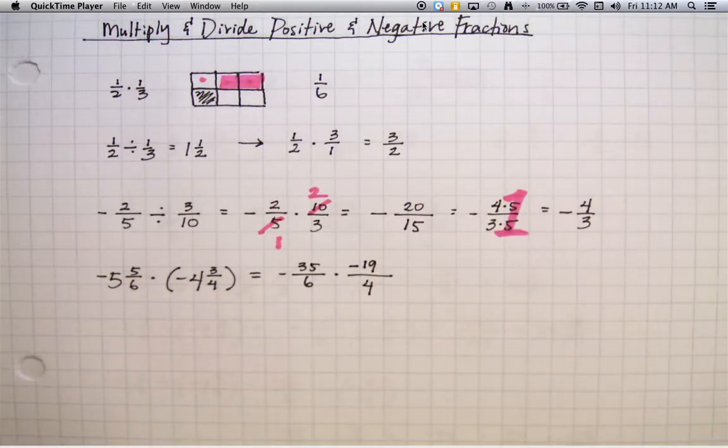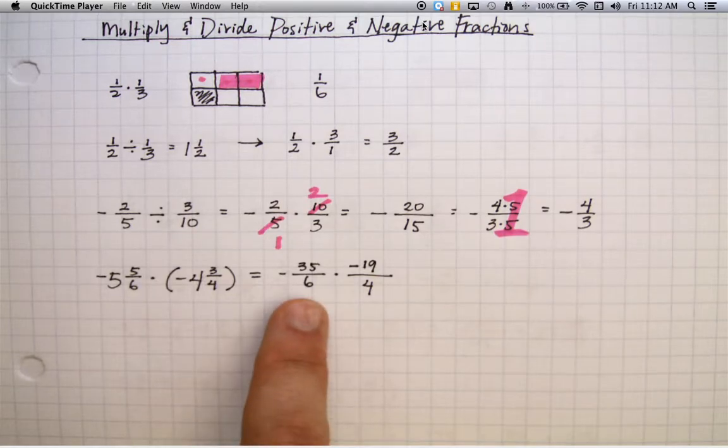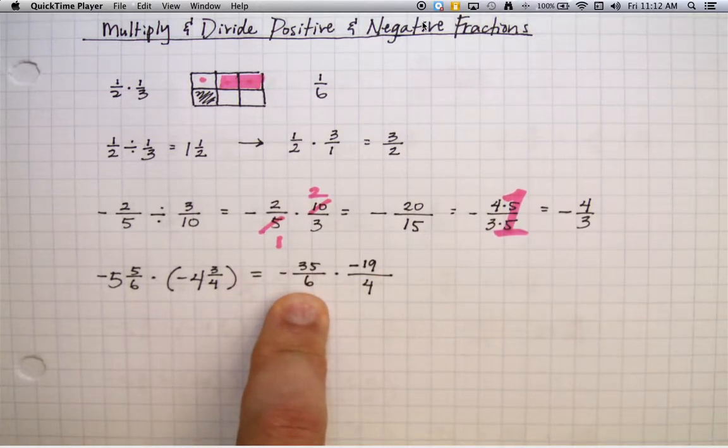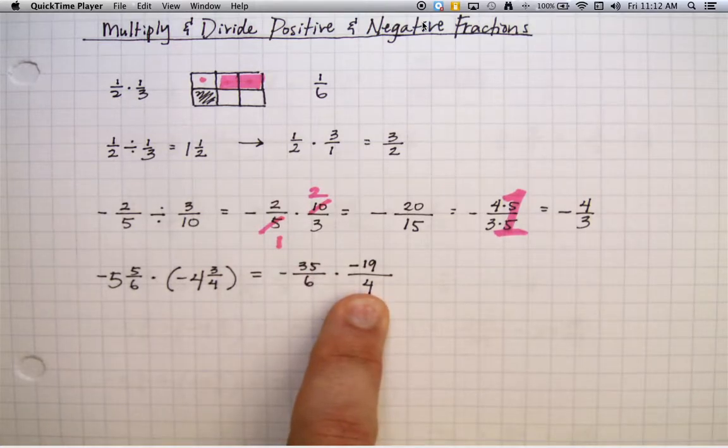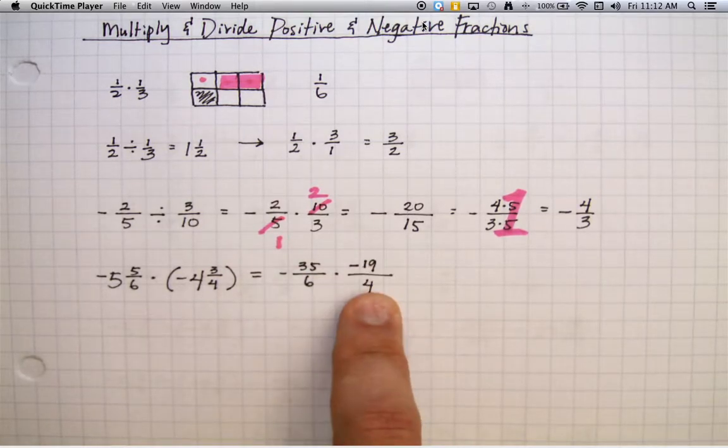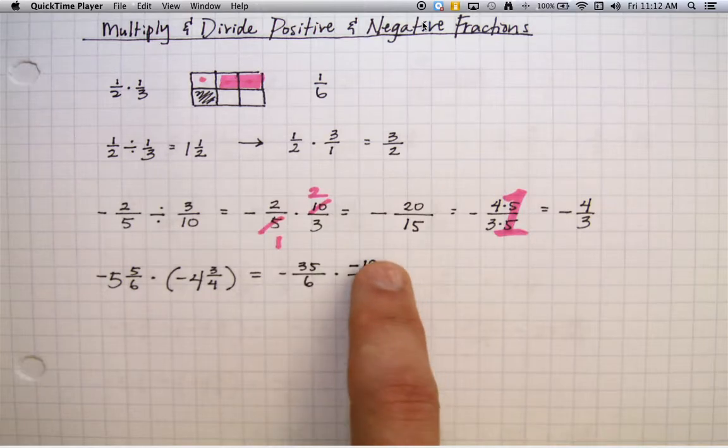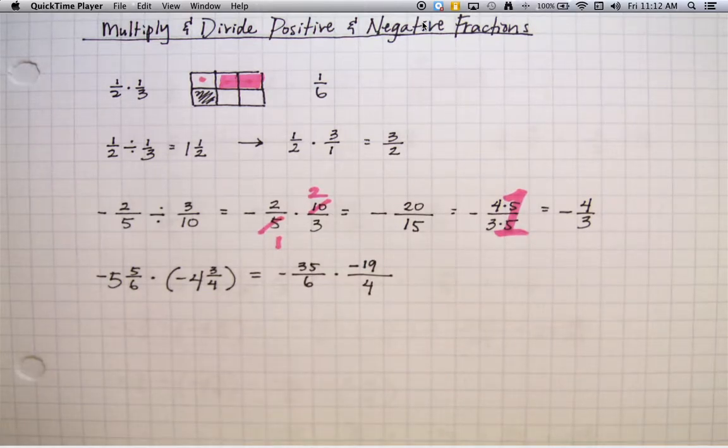All right, now it's time to multiply. I'm going to look for chances to cross simplify. 35 and 6 don't share any factors. 35 and 4 don't share any factors. 19 and 4 don't share any factors. Neither do 19 and 6. So no cross simplify opportunities here.